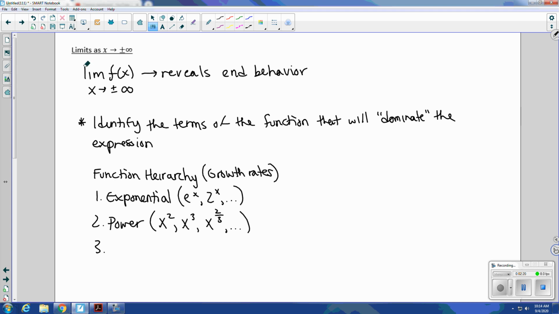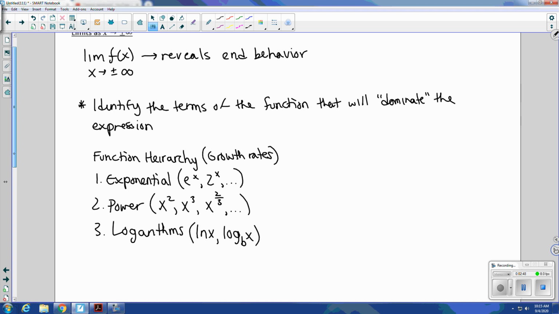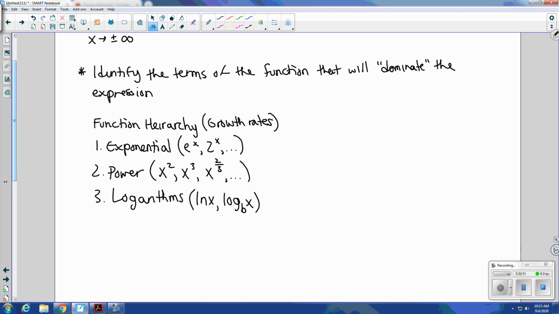And then lastly, the slowest of the bunch are the logarithms. Logarithms, like ln x, will appear often, or log base b of x, where you replace b with some positive number. We're going to leave out the trig functions, because those just oscillate between values, so we don't need to look at those. But again, when we're looking at limits at positive or negative infinity, we have to pick out which pieces of the function are going to dominate the equation.